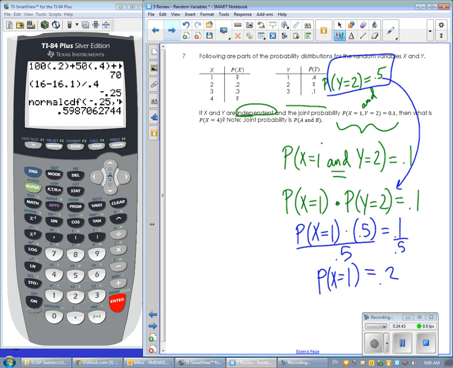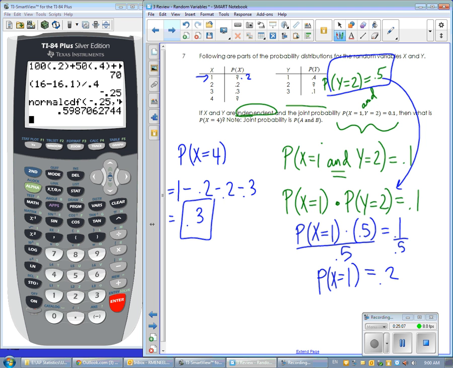And so now I can go up into my table and I know that the probability that x equals 1 is now 0.2. And if I want to find the probability that x equals 4, it's just going to be 1 minus 0.2 minus 0.2 minus 0.3, which I think leaves me with 0.3. And so that's how you do it. So it's kind of like a puzzle.